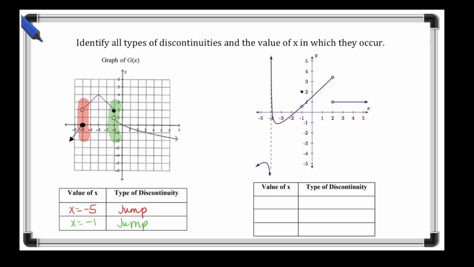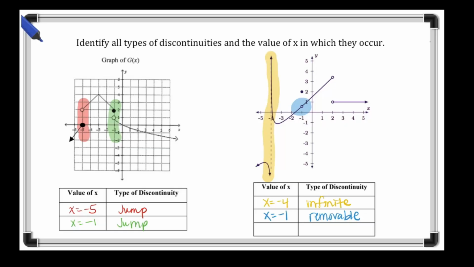Now, in the second one, it looks like right here when x is -4, we have an asymptote there. So remember, you have an infinite discontinuity if you've got an asymptote there. Now, if we look at another discontinuity, as I continue going, I meet a hole, right? I meet a hole where x is -1. I meet a hole, and that is a removable discontinuity.